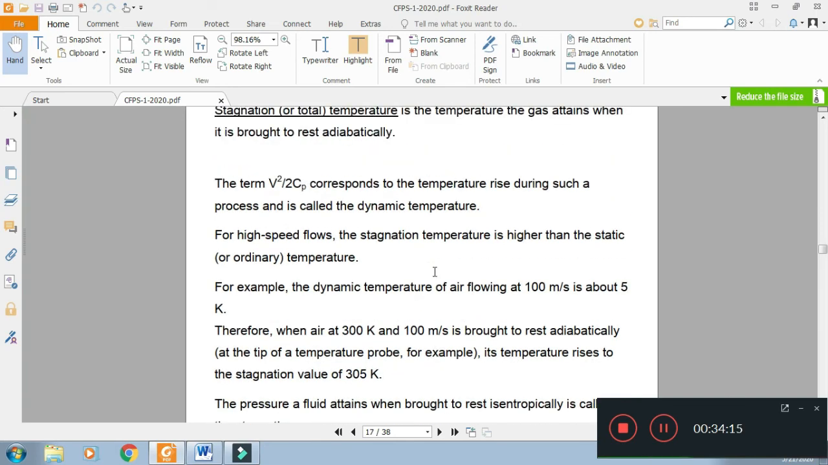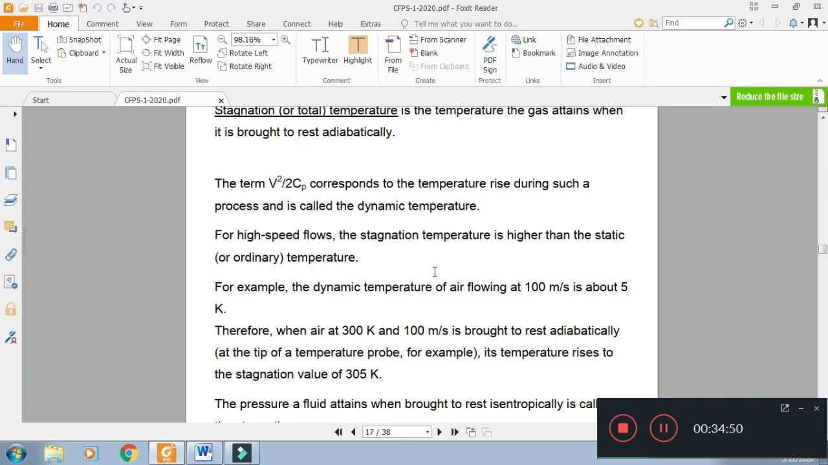The value of dynamic temperature can be significant in case of high speed flows. As an example, suppose the fluid is flowing, the static temperature is 300 Kelvin and velocity is 100 meter per second. Suppose this fluid is brought to rest. Suppose there is a temperature probe. At the tip of the temperature probe, the velocity will become 0. That is the stagnation location.